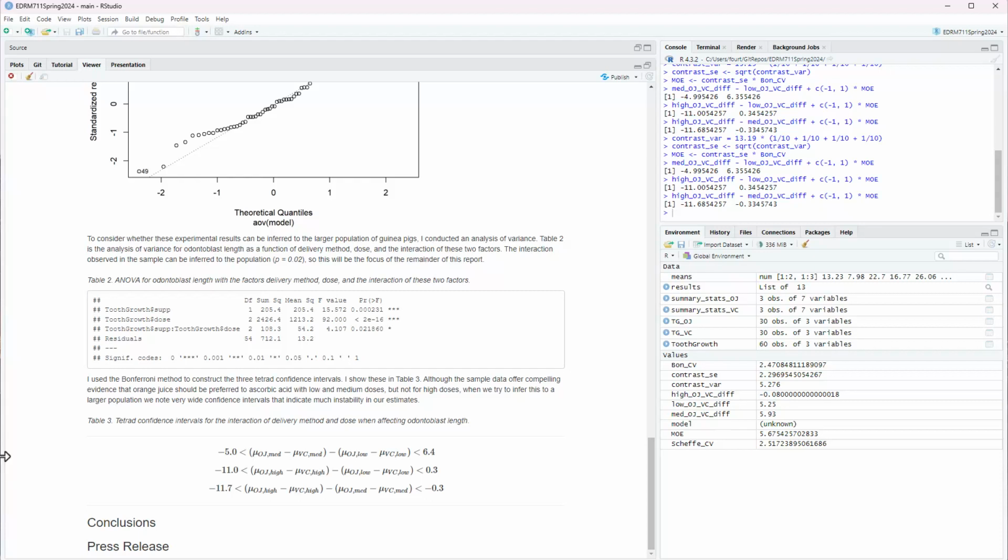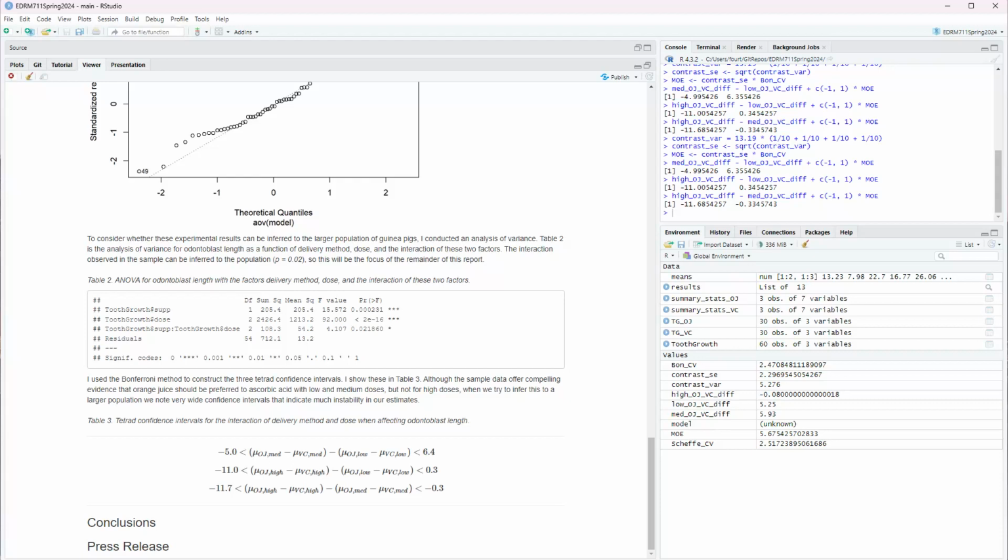Now, you could just do it in words in the narrative. That would work out as well too. But I didn't want to do that because the words that I wanted to use basically say these intervals are too wide to be able to make any inferences about the interaction in the population.